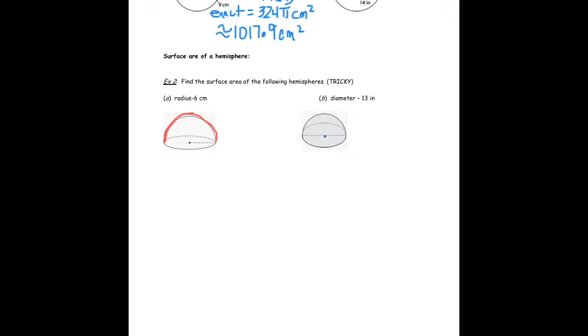Surface area is the amount of surface that it covers, right? So this curved piece is half of a sphere. So half of 4 is 2 pi r squared. But we also have this flat piece right here, this base, which is a circle, plus pi r squared. So this is kind of tricky. So the surface area of a hemisphere is actually 3 pi r squared.